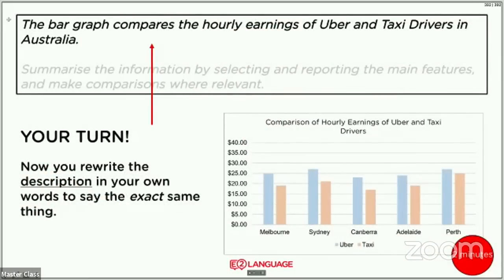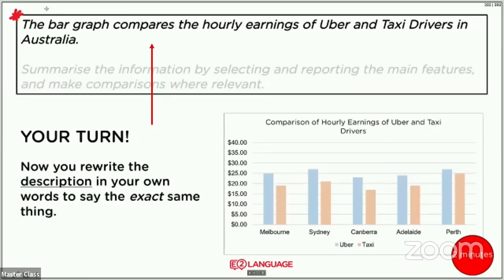And we're going to think about how we could rewrite this in other words to say the exact same thing. So the bar graph compares the hourly earnings of Uber and taxi drivers in Australia. I would say something like, the given bar chart, well, compares, I would just say shows, represents how much money Uber and taxi drivers earn in Australia in 5 capital cities. Okay, that's not bad. Let me try it again.